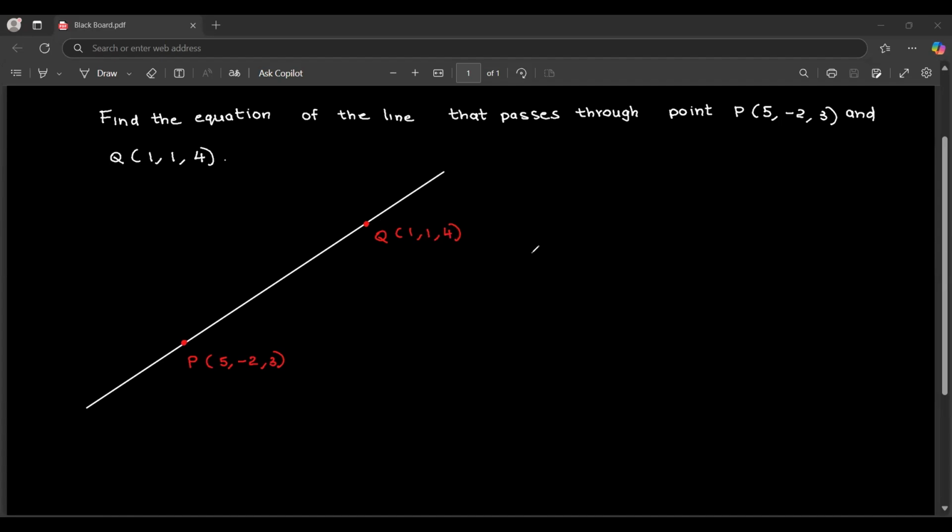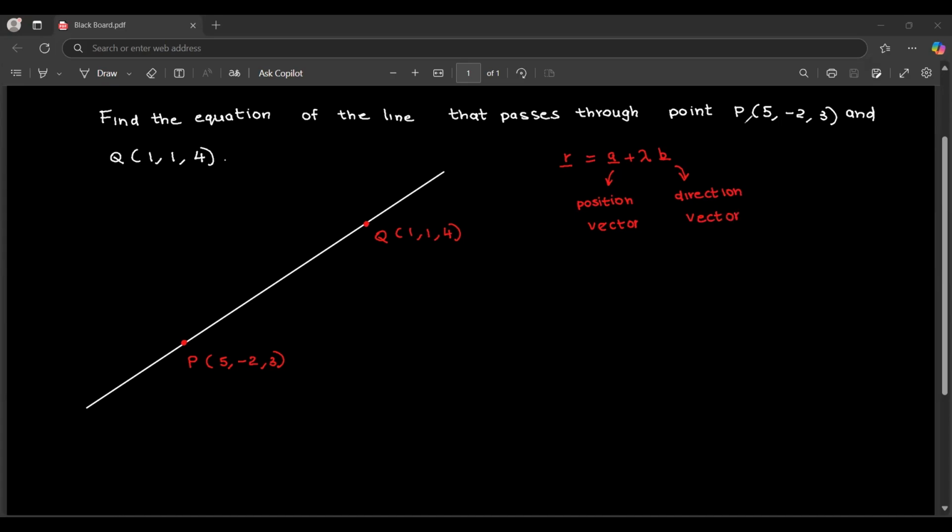To find the vector equation, we know a vector equation is in the form r = a + λb. So a is the position vector. It can be any point on the line. And we have b, the direction vector.